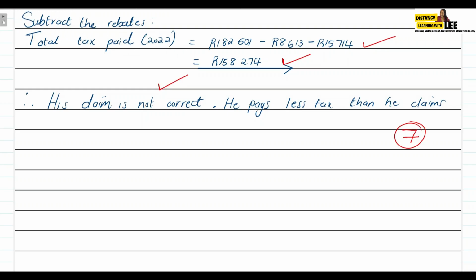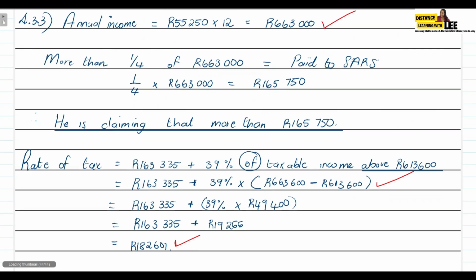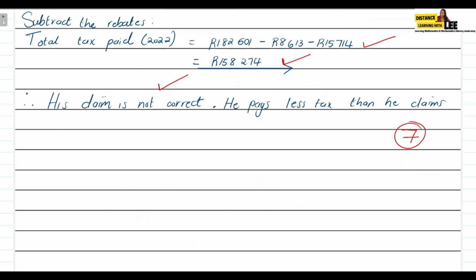You'll get another mark for saying that his claim is not correct. And the other mark goes to you showing how you calculated the quarter of his annual income, that a quarter times 3,000. You will get a mark for showing that calculation. And that is how they will distribute the 7 marks.